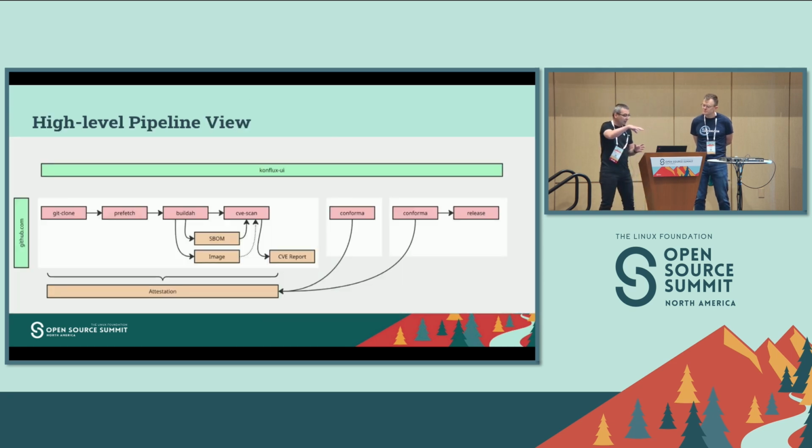This is the high-level vision of the pipeline. This is what Ralph was presenting. We have the git clone and prefetch step. We have the build time. As an outcome, we have an SBOM and image. We then scan the SBOM or image, depending on our use case. As an outcome, we have the CVE report. And the CVE report is then analyzed. Based on the conforma rules, based on the scan results, we can define if this particular build can be released or not, or maybe some other actions are necessary.